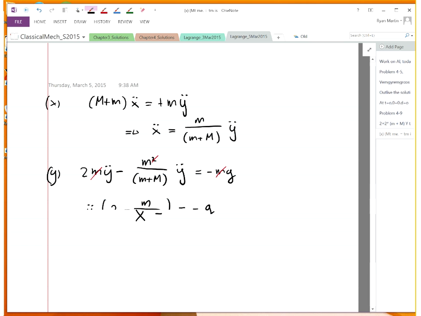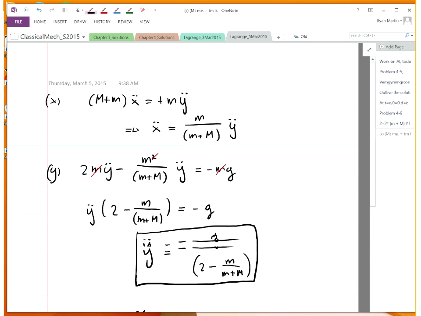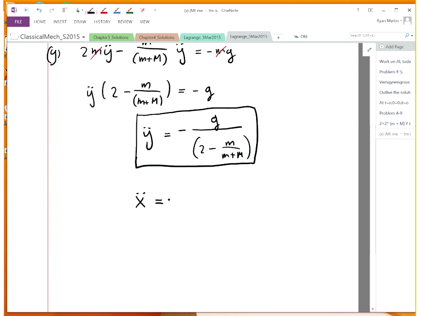And so if we put that back into our equation for x double dot, x double dot is equal to m over M plus m times y double dot, right? So it's minus m over M plus m times g over 2 minus m over M plus m.